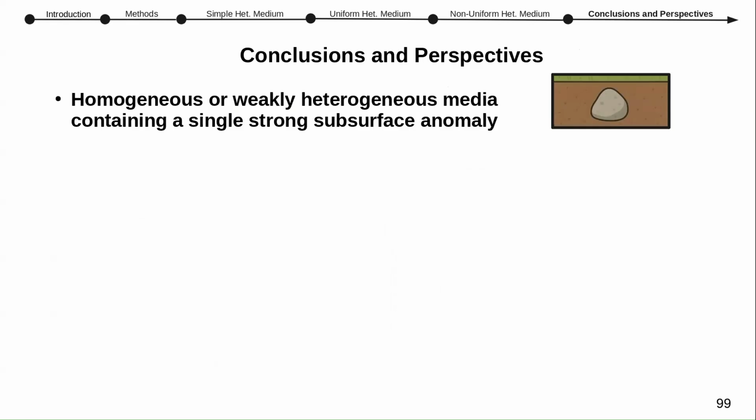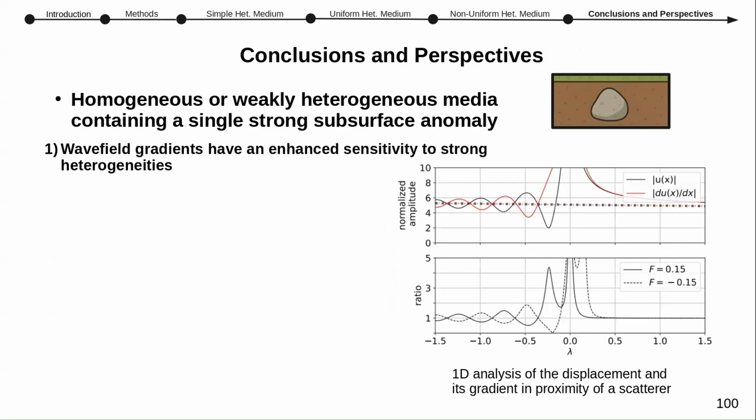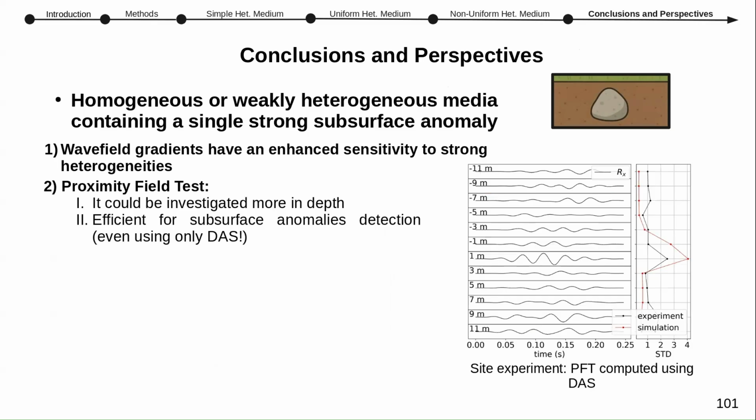In the first part of this thesis, we analyzed homogeneous or weakly heterogeneous media containing a single strong subsurface anomaly. In this case, we have shown that the wavefield gradients have an enhanced sensitivity to strong heterogeneities, which we characterize. And then we define the proximity field test, which defines a field which may be investigated more in depth, as we investigate only some components. It's also interesting that for our application, the proximity field test is very efficient for the detection of strong anomalies in the subsurface.